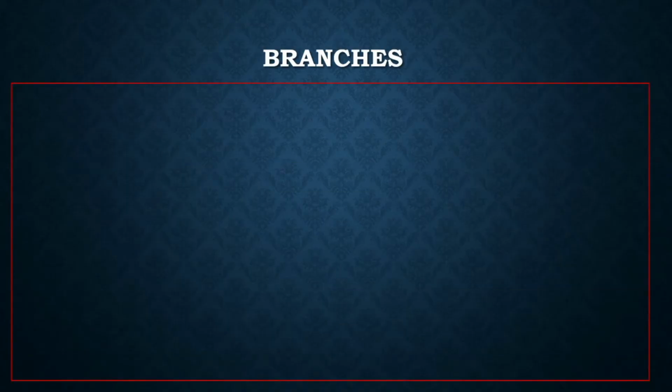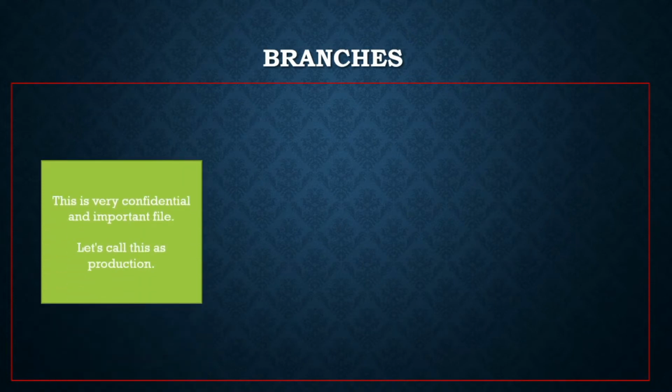Let's consider this red rectangular box as your Git repository. Here we have a file which is very confidential and important. Let's call this production, and we cannot afford anything wrong happening to this file. We have to be very careful when we are making any changes to this file.